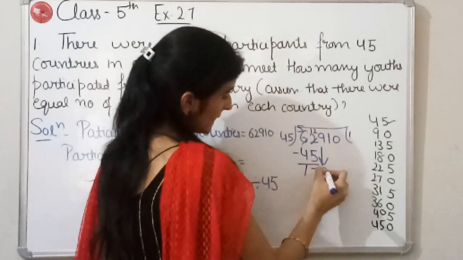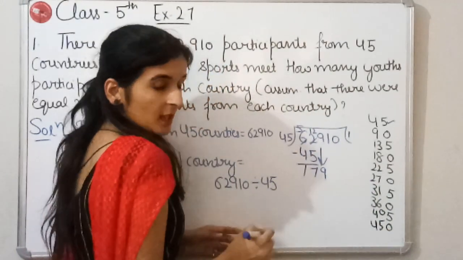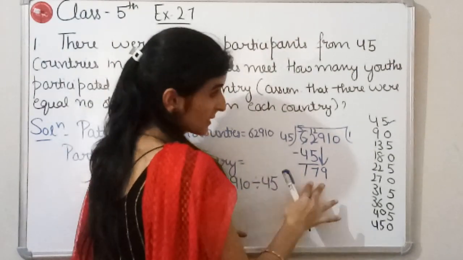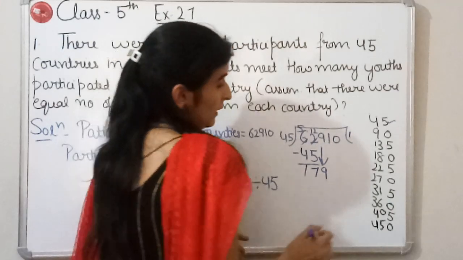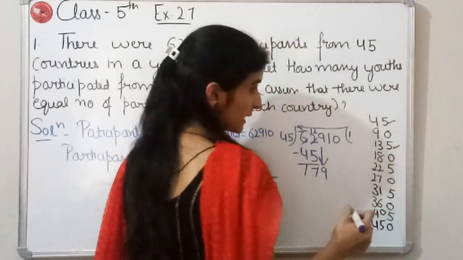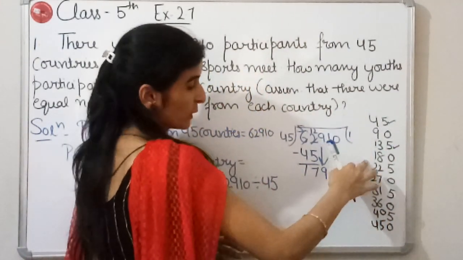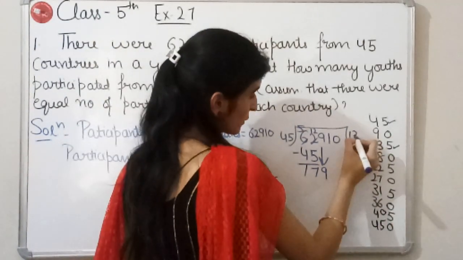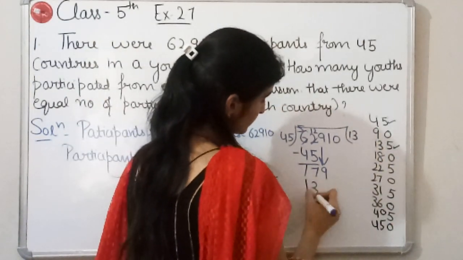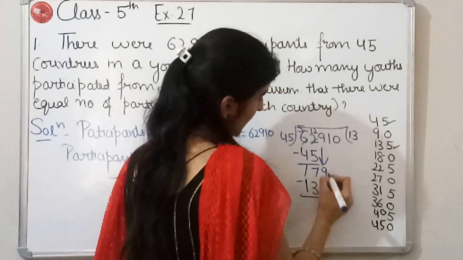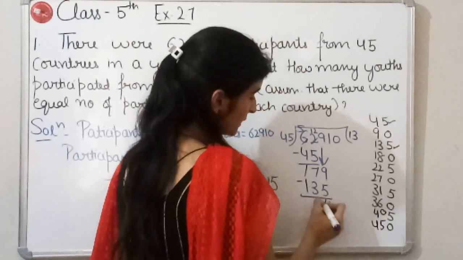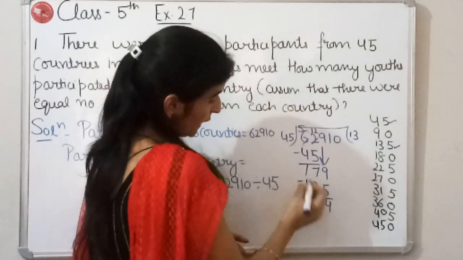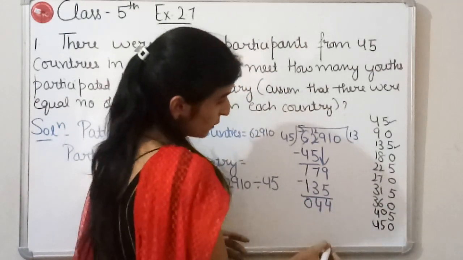Now we can take the next digit, that is 9. Now which number is nearby 179? That is 135. We cannot write 180 because it is greater than 179. And it goes on 3. 9 minus 5 is 4. 7 minus 3 is 4. 1 minus 1 is 0.